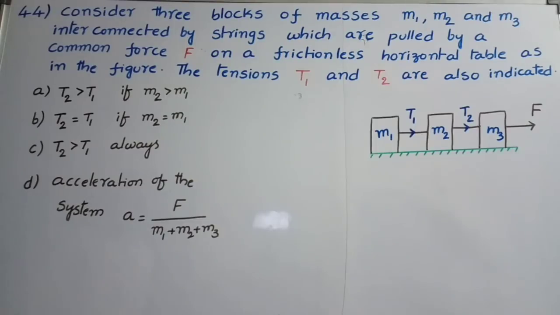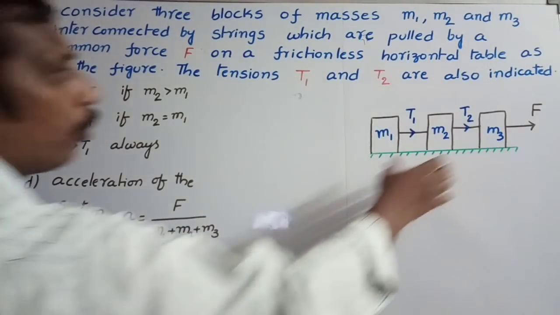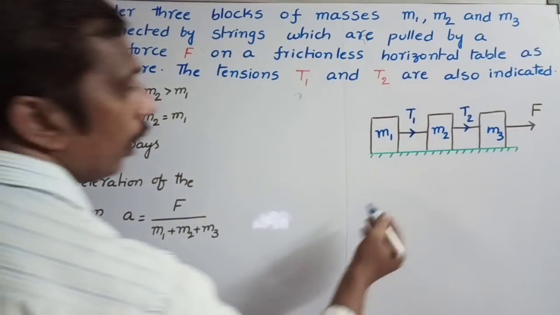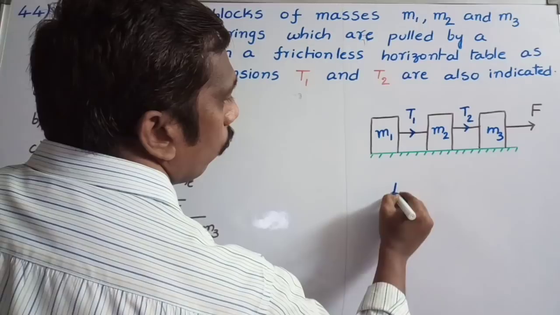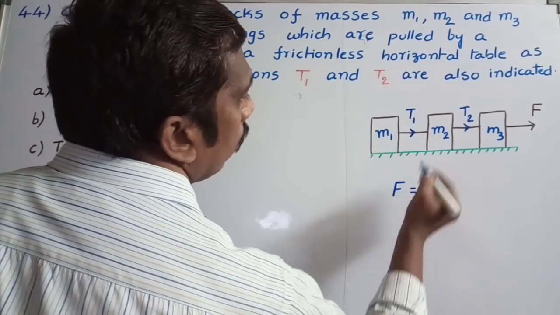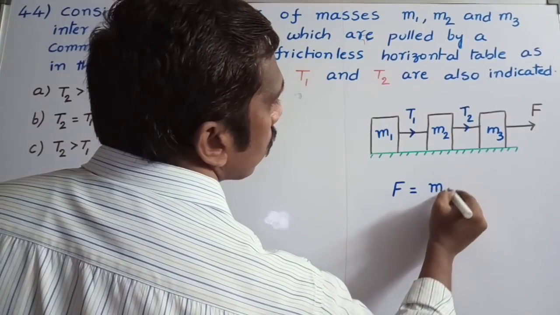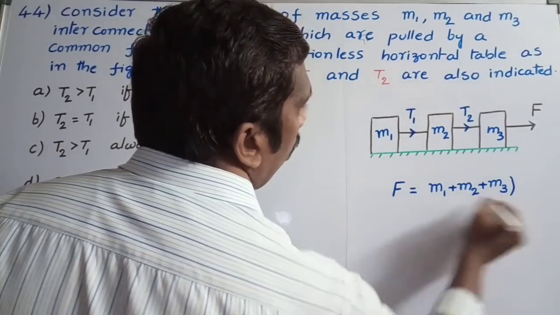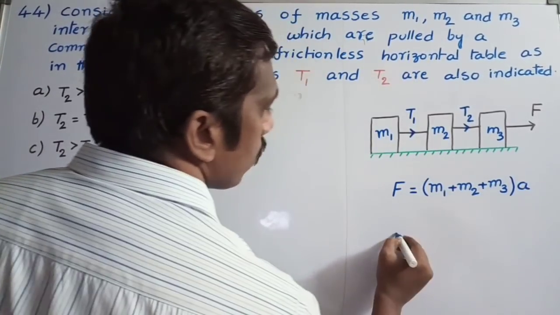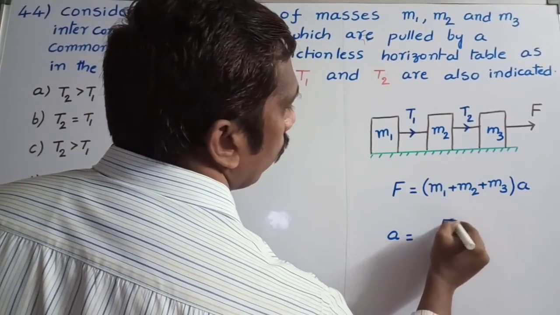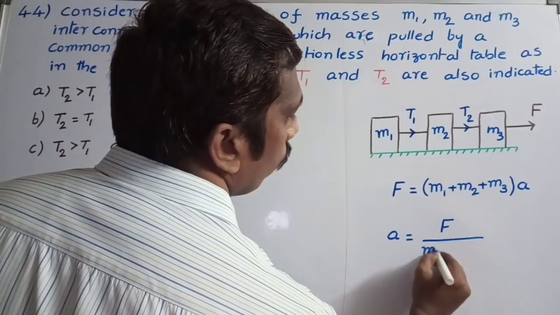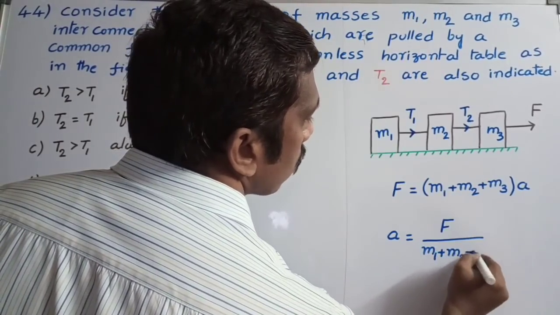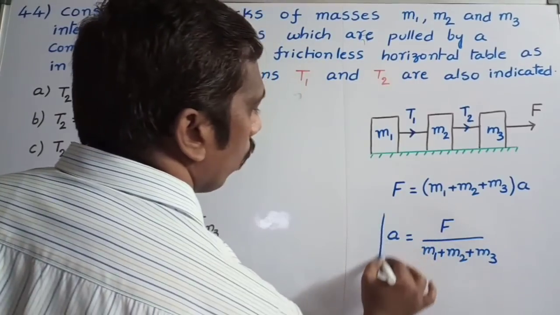Acceleration of the system A equals F by M1 plus M2 plus M3. First, we have to calculate acceleration according to this one. Three blocks are considered as a system. Then net force is equal to mass into acceleration. Then we can get F is equal to M1 plus M2 plus M3, this is the total mass, into acceleration taken as A. From this, acceleration of the system A is equal to F by M1 plus M2 plus M3. We got acceleration.